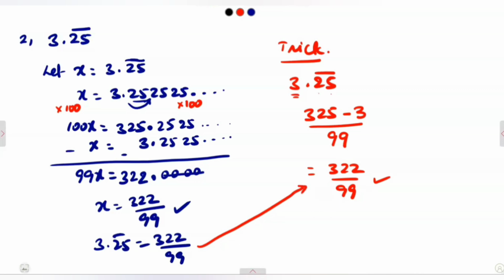Right? Coming to question number 3, the third example: 2.47 bar. Here the bar is only for 7, not for 4. After the point you have two digits, but the bar is only for 7. So, such type of examples.